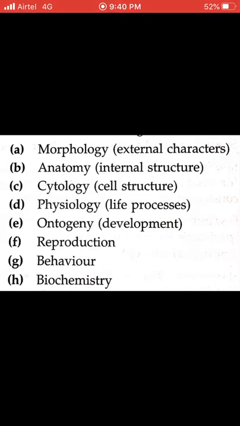Ontogeny means development: what time it takes to grow, to mature, all this comes under ontogeny. Reproduction, the word itself explains how it reproduces. Behavior means how they behave, responding to the environment. And biochemistry: how their internal chemical cycle affects their life is known as biochemistry. So these are the categories on the basis of which classification is done.